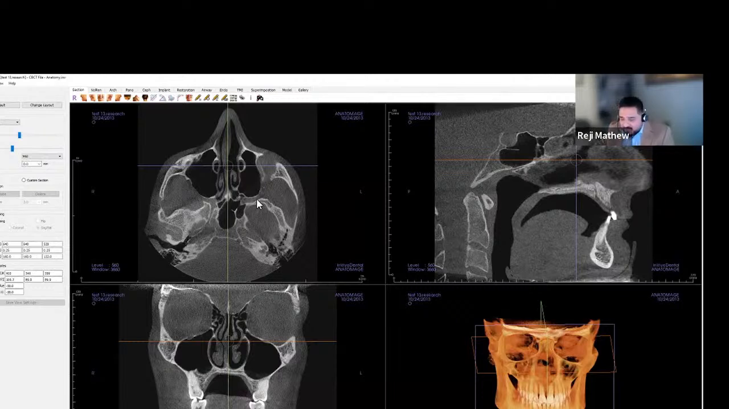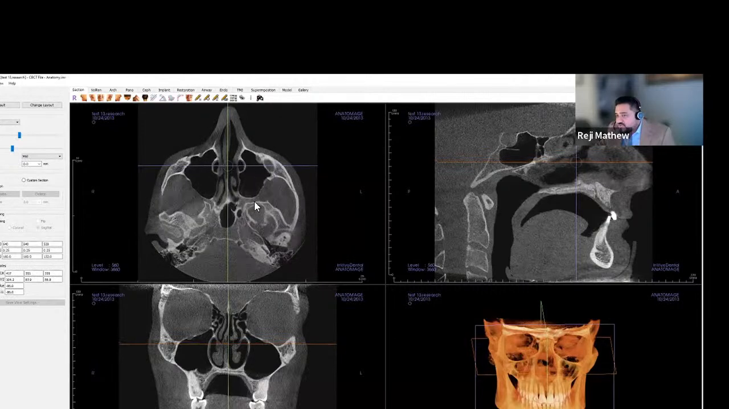You can see how the pterygopalatine fossa communicates with the infratemporal fossa. This is the infratemporal fossa, and that's the pterygomaxillary fissure, through which it communicates. If you go straight right here, you can see the sphenopalatine foramen, where the pterygopalatine fossa connects with the nasal cavity.